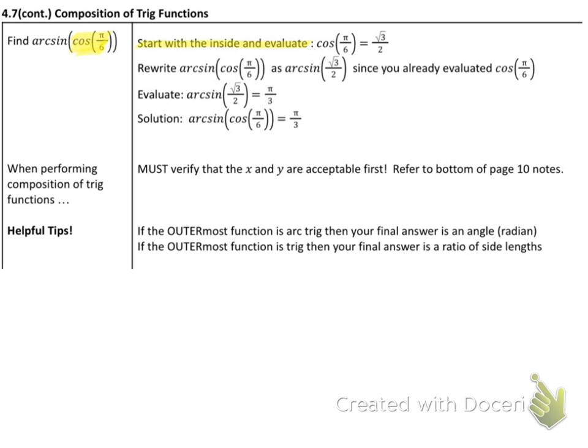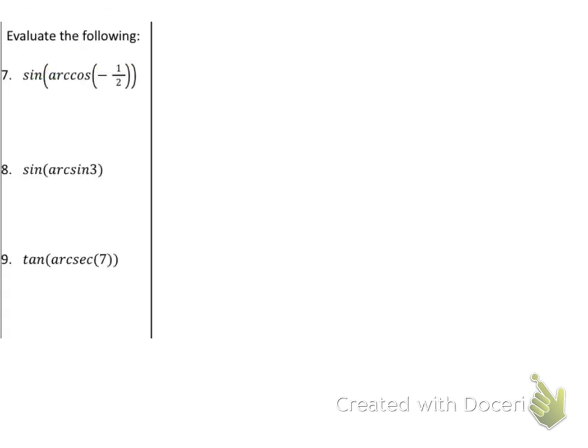Same thing applies. If the very first function you run into as you're looking at this is arc sine, that's the very first thing. That means that my final answer is an angle, whatever it is. Now, if they were reversed, if it was cosine on the outside, then my final answer is the cosine ratio, whatever it is. So, inside, work your way out. A couple helpful tips for you. Okay, let's take a look at some examples.